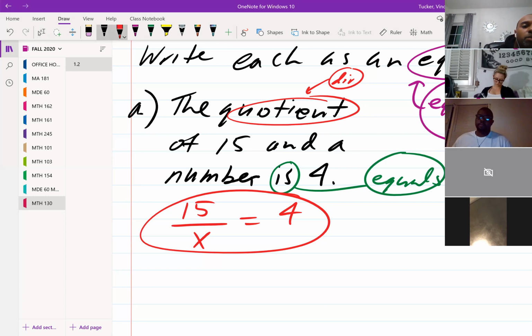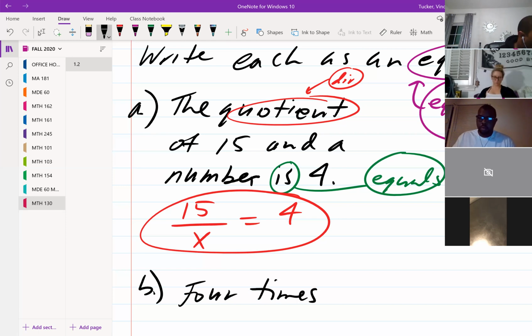Oh, what about this one? Four times a number.